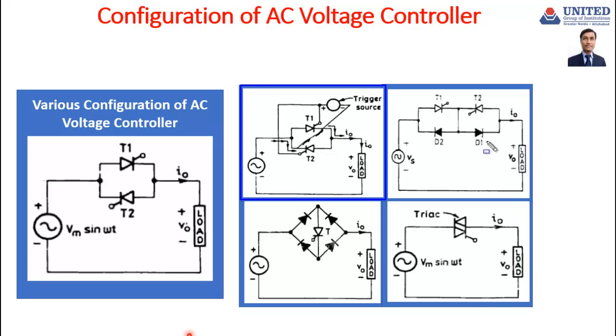In the second configuration, we see that there are 2 SCRs and 2 diodes. The thyristor T1 and diode D1 conduct during the positive half cycle, and thyristor T2 and diode D2 conduct for the negative half cycle. As 2 devices conduct at the same time, some conduction losses will occur, which reduces the efficiency of the circuit.